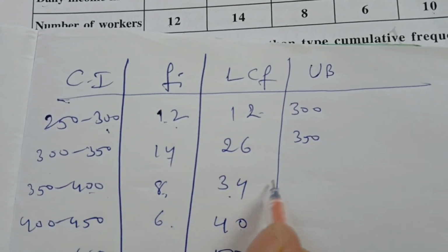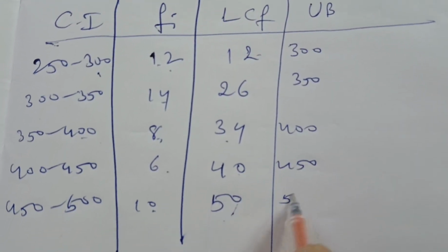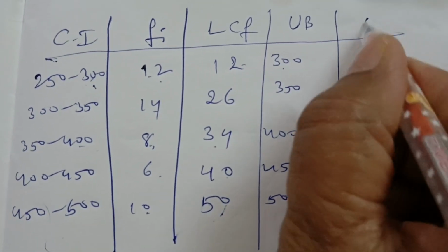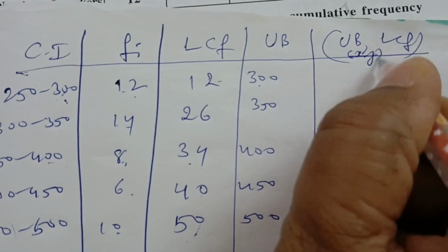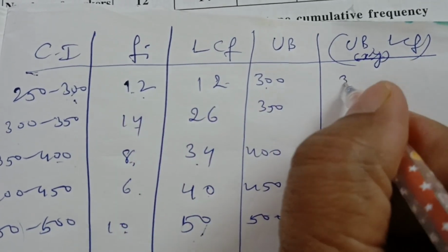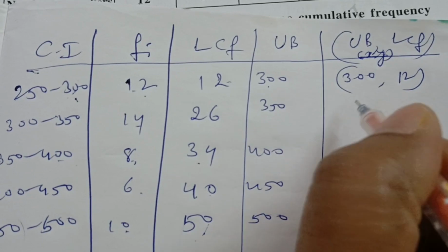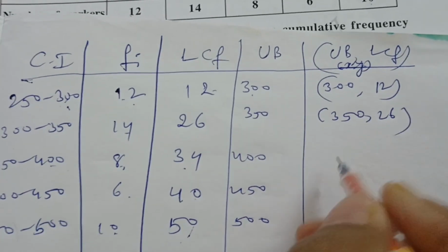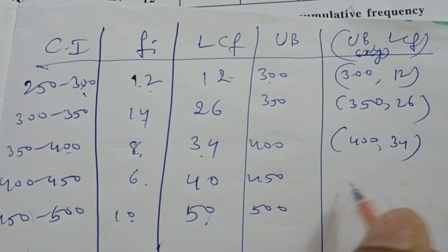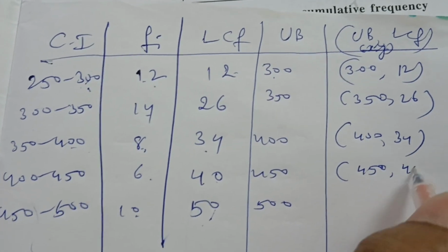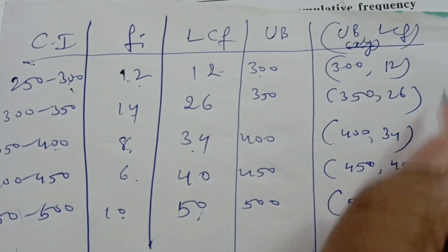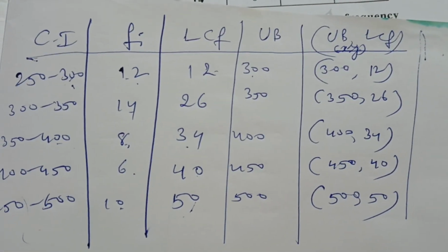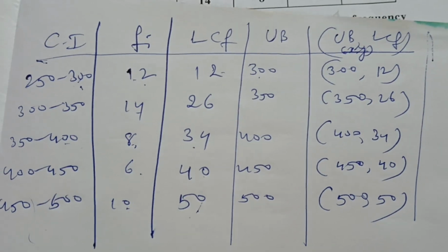300, 350, 400, 450, 500. Because these are continuous intervals, the upper boundary is directly written. Now we require both upper boundary and LCF, that is x comma y. Upper boundary 300, LCF is 12; 350, 26; 400, 34; 450, 40; 500, 50. We made it ready. Now we are going to draw the graph and find the median from it.